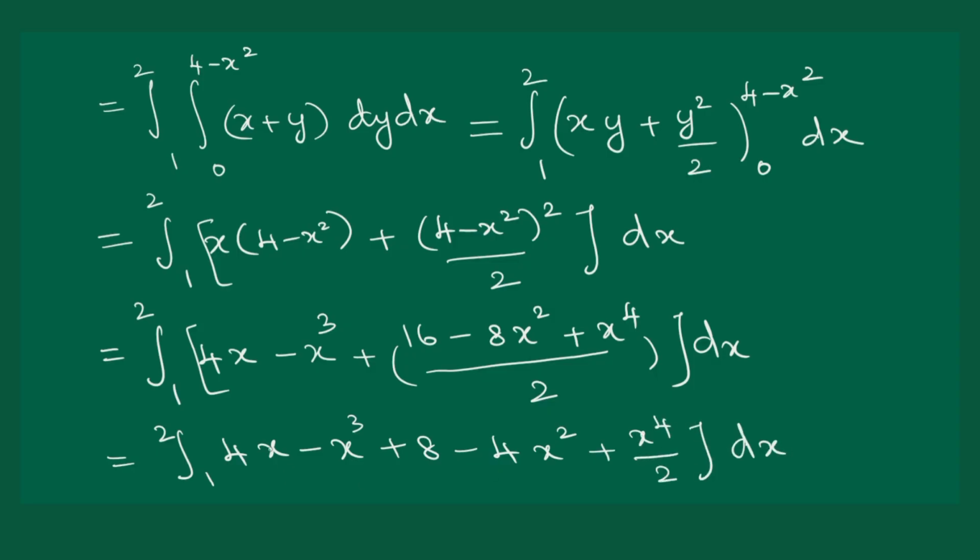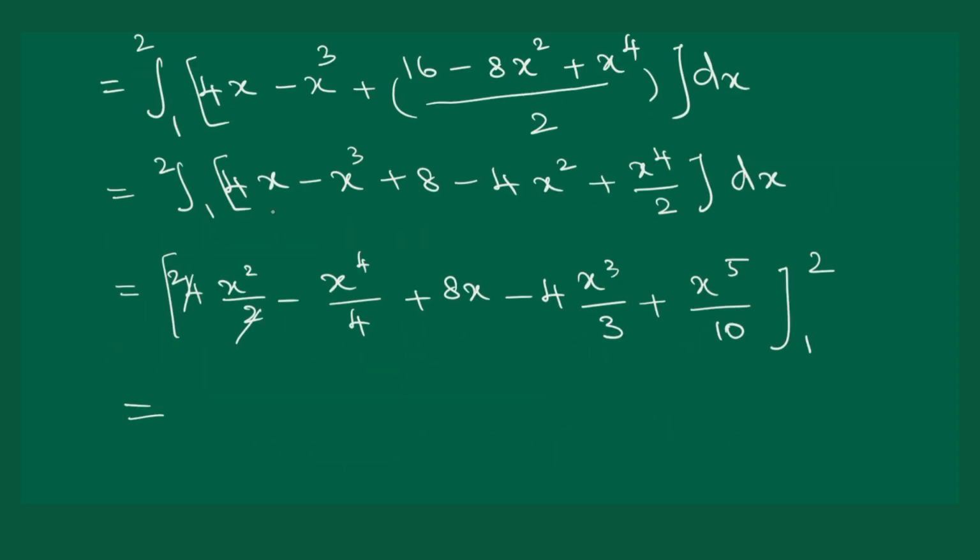So now it is easy to integrate with respect to x. Integrating 4x will give you 4x square by 2. Integration of x cube is x power 4 by 4. Here it becomes 8x. Next is 4x cube by 3. Next is x power 5 by 5 into 2, so it becomes 10. Now the limits are 1 to 2, so we have to apply the limits. As usual, you substitute the upper limit minus the lower limit. After substituting, we will get the answer as 241 divided by 60. So this is the value of the double integration.